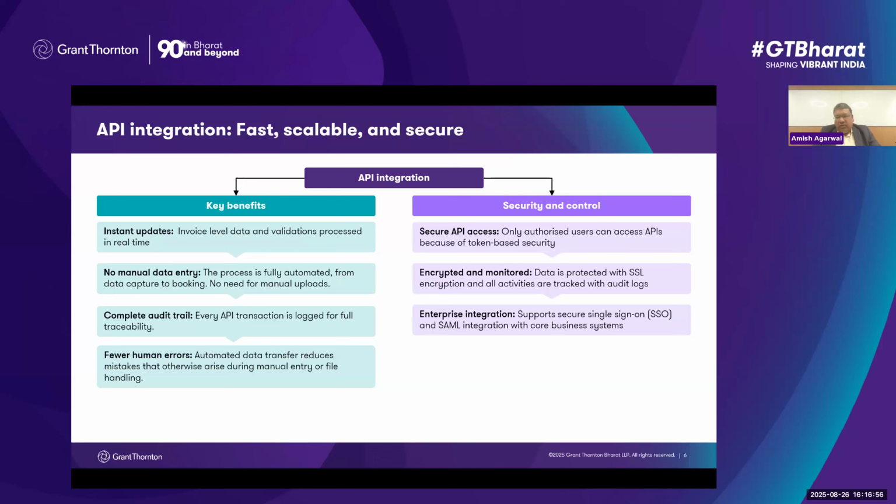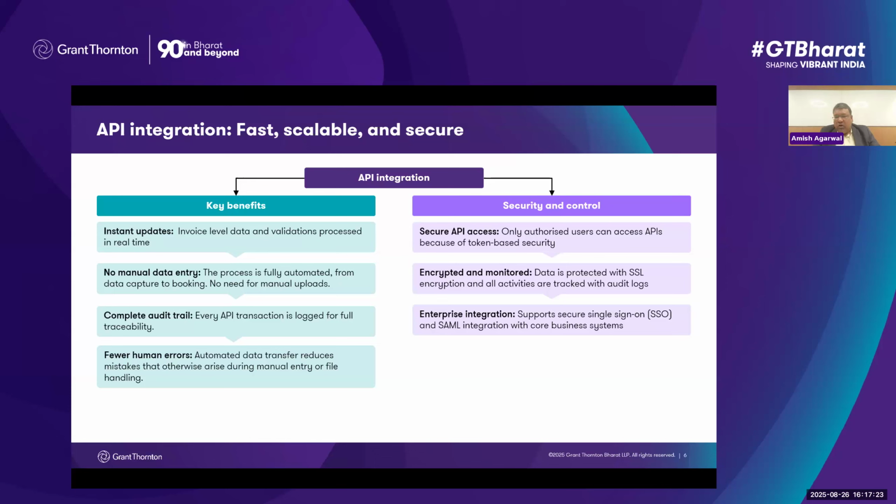Another very, very important factor for any entity or concern is data security. API provides the highest level of security in terms of data and control because it is all through token based security, and it is a fully secure API access. It is fully encrypted and monitored. It is protected with SSL encryption, and all activities are tracked with audit logs.